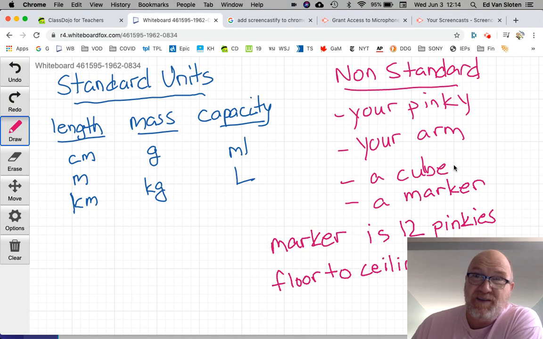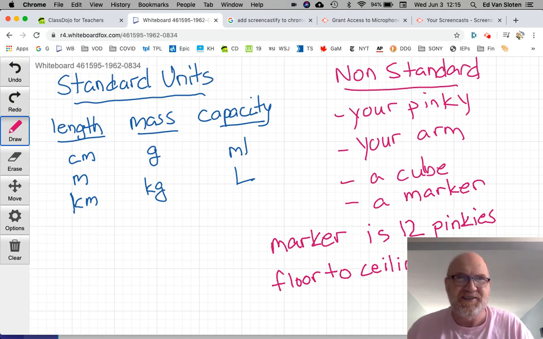And we might just pick up one of the counting cubes, and line those up beside something and measure the length. Or you might use a marker, like how long is the table? You might discover that it's 18 markers long. Or you might even measure the marker. So I took a marker that's on the table here, and it is 12 of my pinkies long. From the floor to the ceiling was 8 arms, from my elbows to the tip of my fingers. I'm not sure if that's what I said earlier.